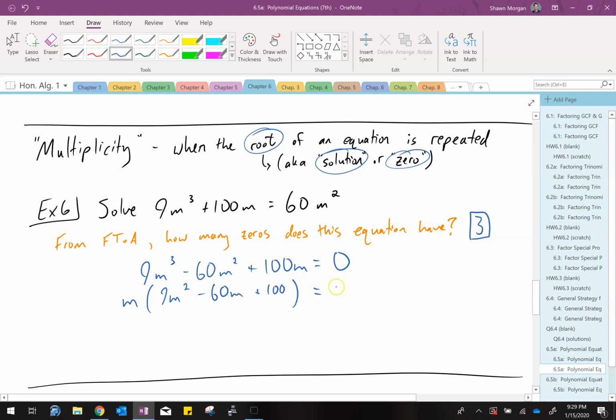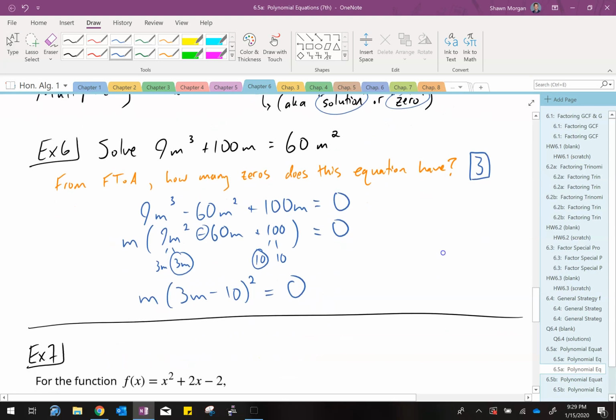And then hopefully if you've got your wits about you, you'll notice that looks like a perfect square trinomial. And in fact, when I'm splitting it up like this, just as we've done in class, we multiply 3m times 10 to get 30m, and that checks out. So we've got m times 3m minus 10 quantity squared equals 0.